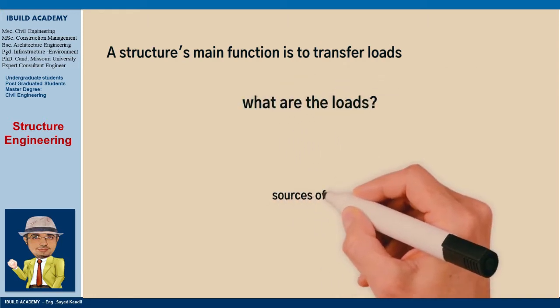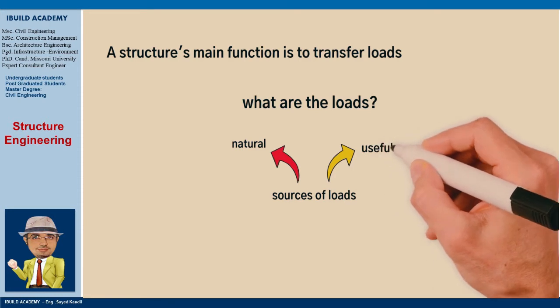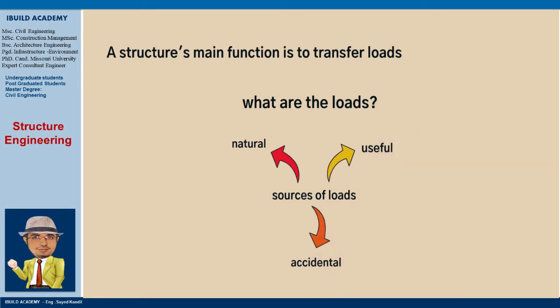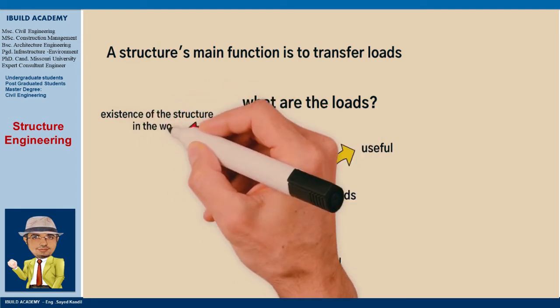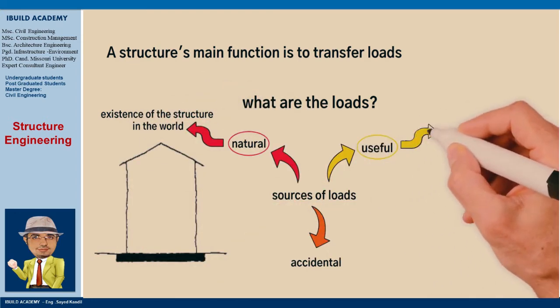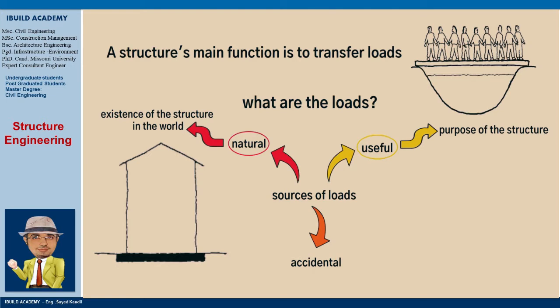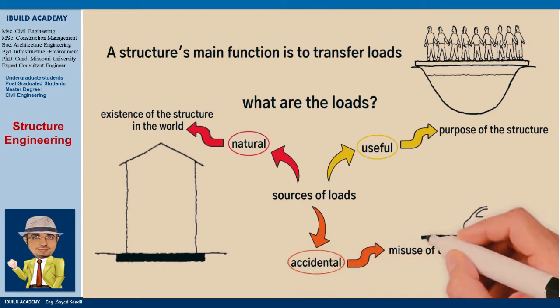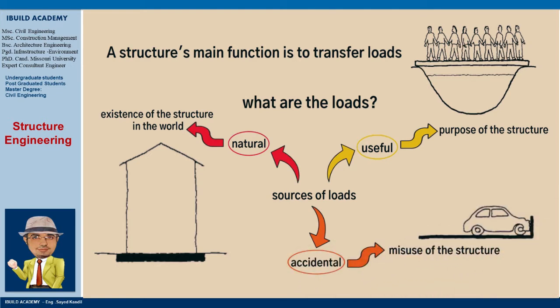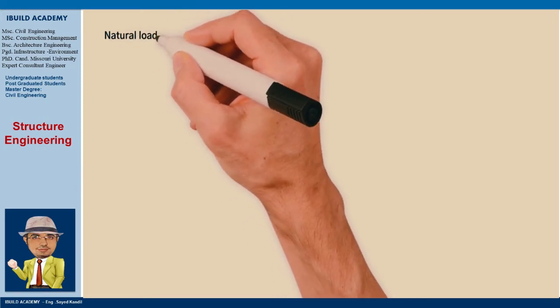The sources of loads can be divided into natural, useful, and accidental loads. Natural loads occur due to the existence of the structure in the world. Useful loads are ones that occur from the purpose of the structure, and accidental loads occur from the misuse of the structure. Firstly, let us talk about natural loads.